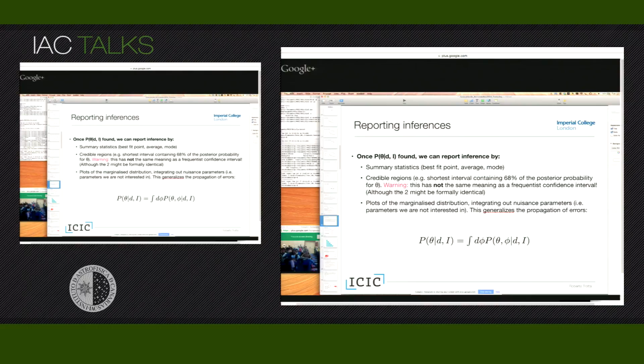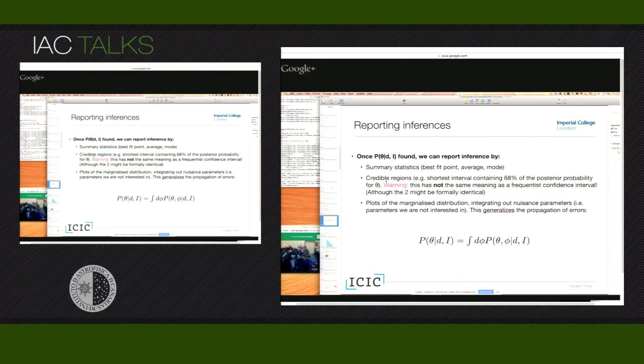Remember, and again, I think this is just a reminder, a credible region in a Bayesian sense does not have the same meaning as a frequentist confidence interval, although the two might be formally identical. For example, in the Gaussian case with uniform priors, confidence intervals from the likelihood are identical to credible regions from the posterior, two completely different things, as I'm sure Tom has actually covered.